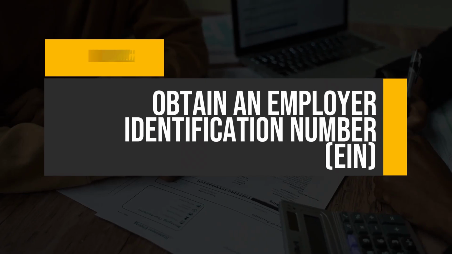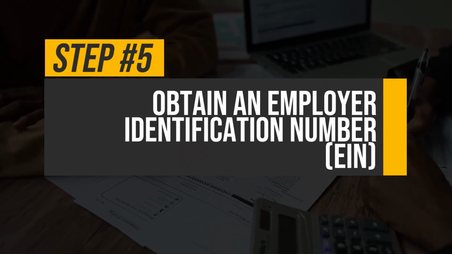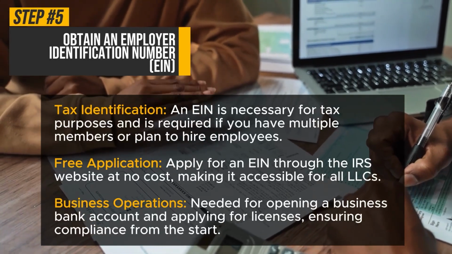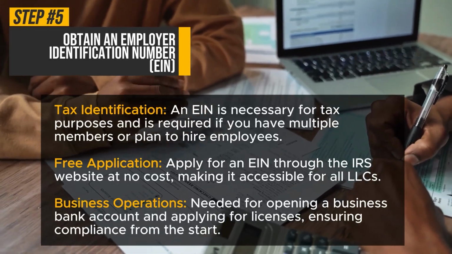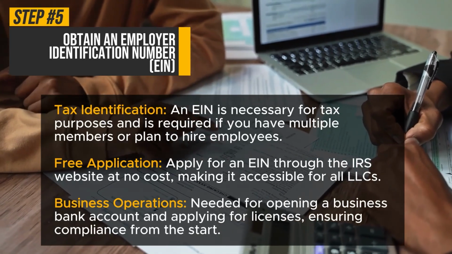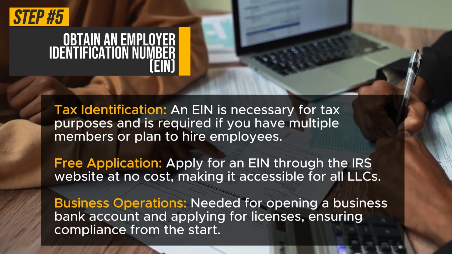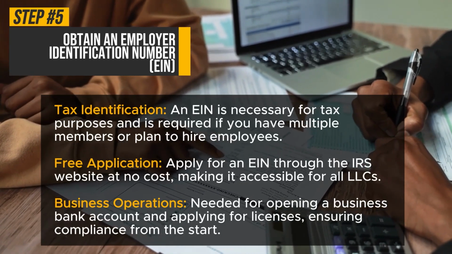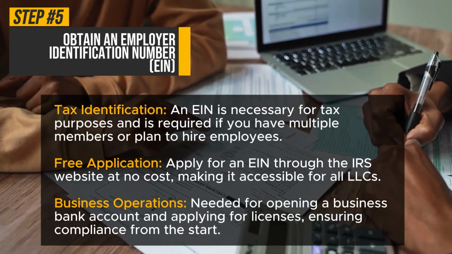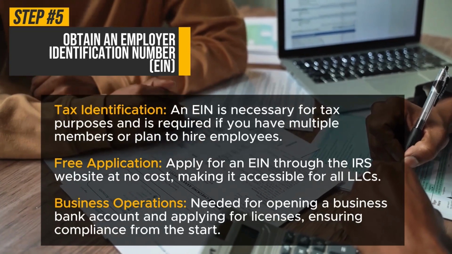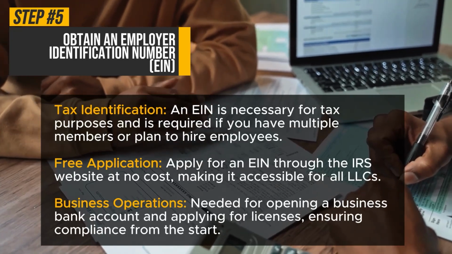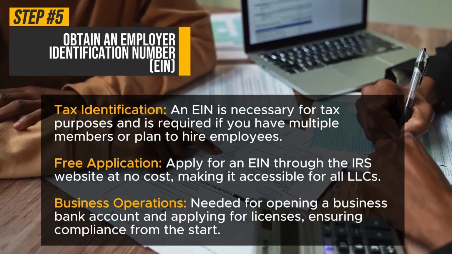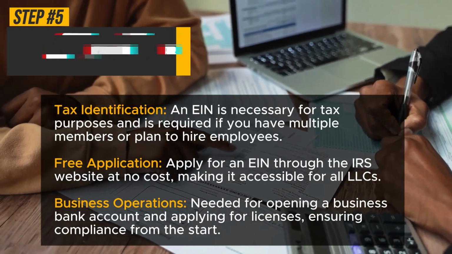Obtain an Employer Identification Number, or EIN. An Employer Identification Number, also known as a Federal Tax Identification Number, is necessary for tax purposes and is required if your LLC has more than one member or plans to hire employees. You can apply for an EIN through the IRS website at no cost. This number is used to identify your business for federal taxes and can also be required when opening a bank account or applying for business licenses. Obtaining an EIN early in the formation process ensures you have everything needed to operate legally from day one.